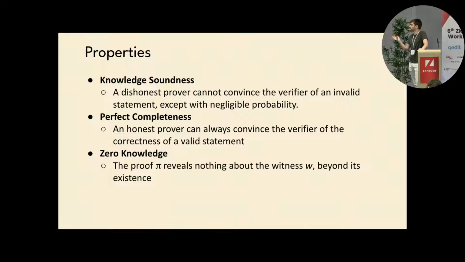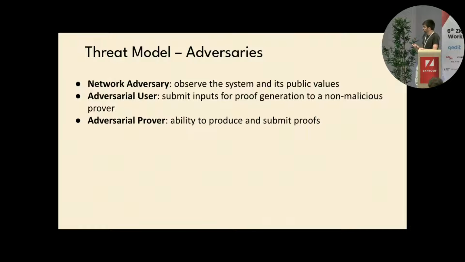So the properties we have, and the reason why we are using zero-knowledge proofs, are knowledge soundness, perfect completeness, and zero knowledge. I think those are pretty well defined already. So let's move on to our threat model.